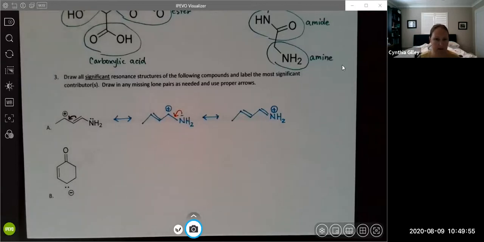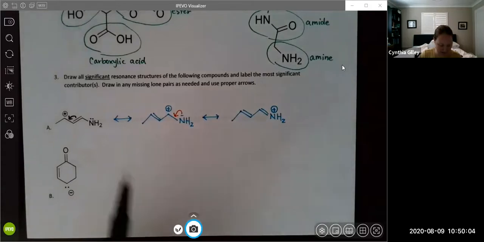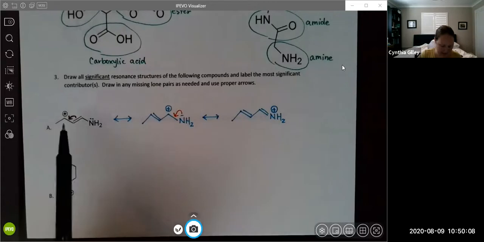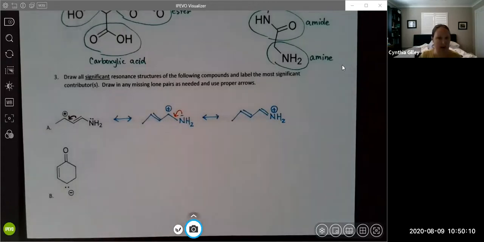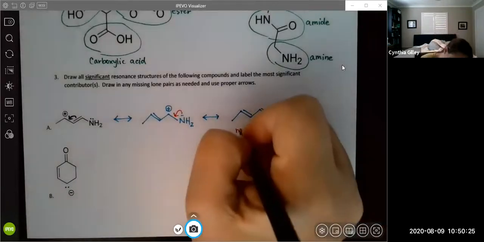And if we look and see which one is the most significant contributor, it is actually the one on the right here. The reason for that is because these two contain a carbon with a positive charge, so that carbon lacks an octet. And by definition, it's going to be less stable if there's an atom that lacks an octet. Whereas in this structure, all of the atoms have an octet. So this is definitely the most stable.